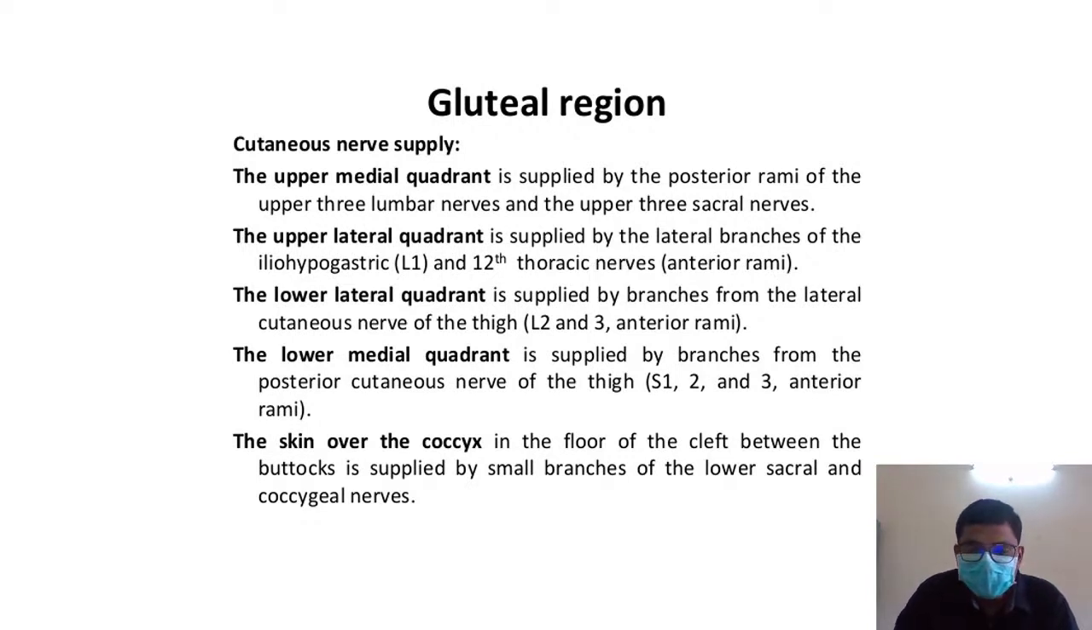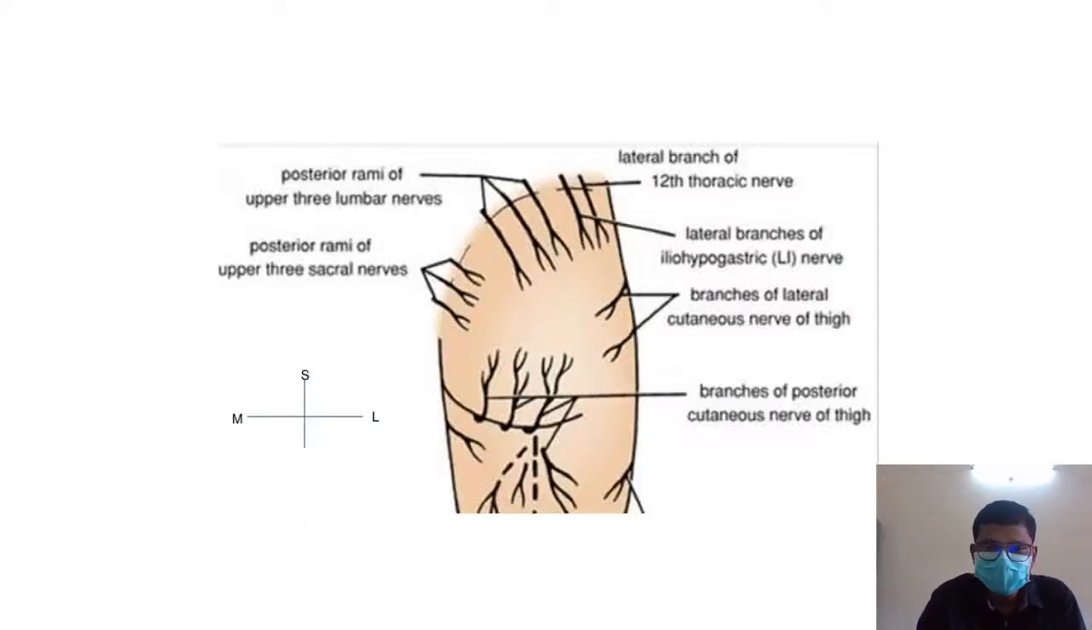And the lower medial quadrant is supplied by the branches which come from the posterior cutaneous nerve of the thigh with a root value of S1, S2, S3, that too from their anterior rami. You can see in this one, this is the lowest one. These are nothing but the branches of the posterior cutaneous nerve, that too the anterior rami with the root value of S1, S2 and S3.